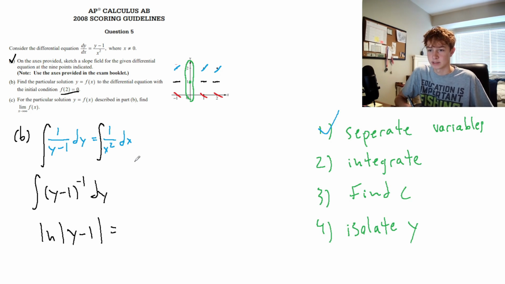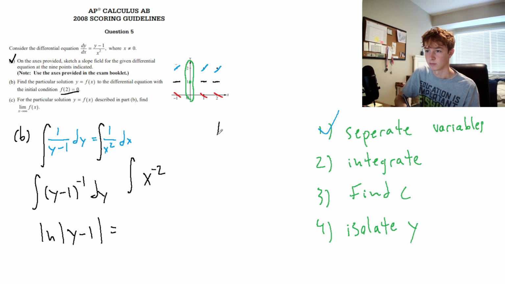So what we can do for this side is the same logic. You don't necessarily need to do this, but I like to do it because I feel like it makes it easier to visualize and think about. We can change it to x to the power of negative 2, because x to the power of negative 2 and 1 over x squared are the same thing. And then from there we can use our formula, 1 over n plus 1 times x to the power of n plus 1.